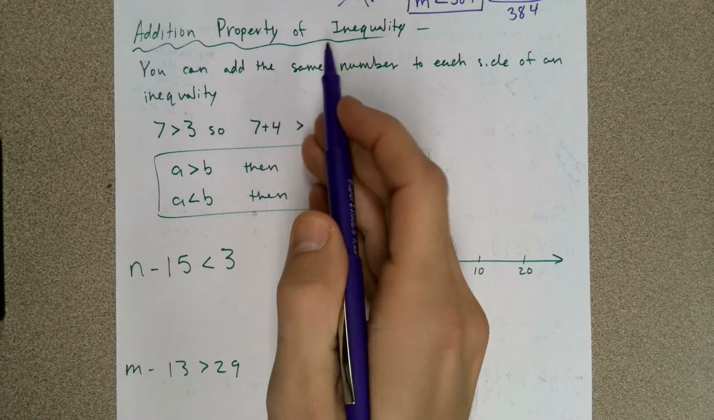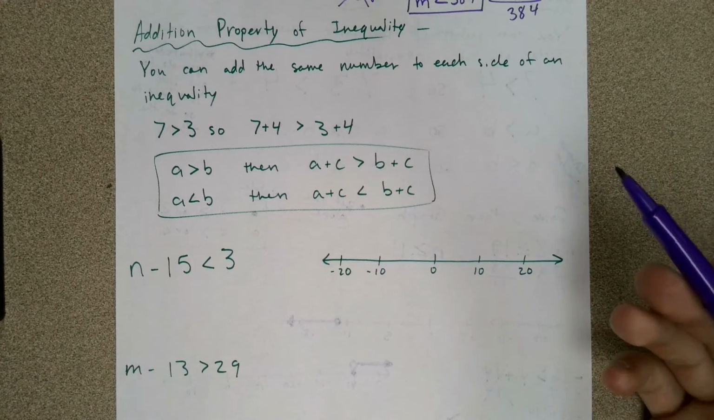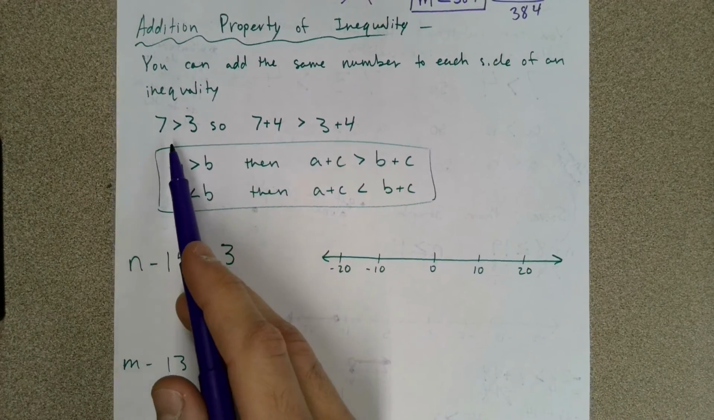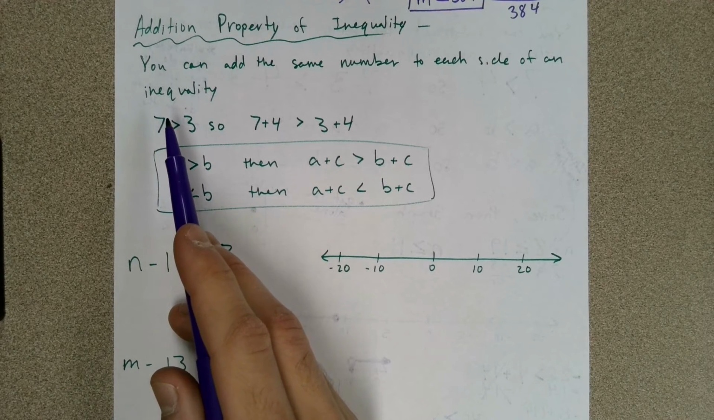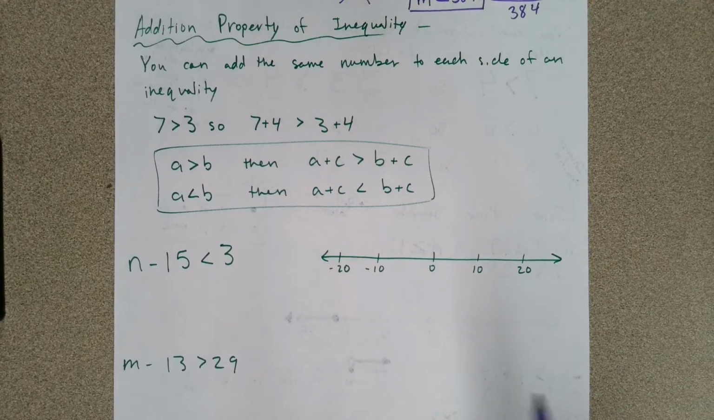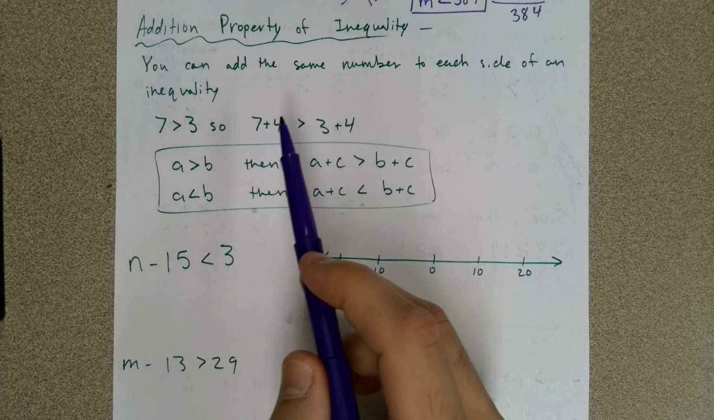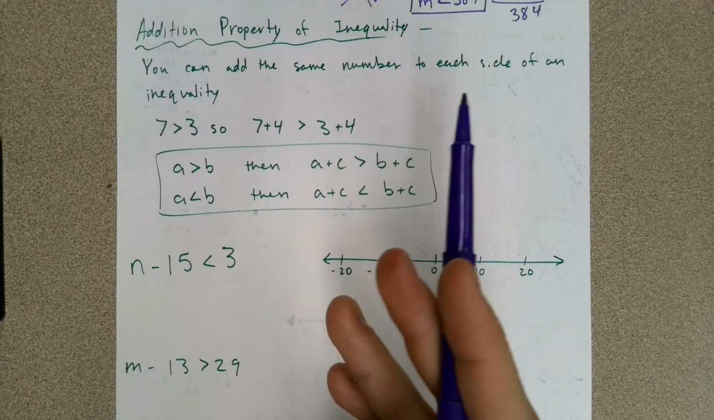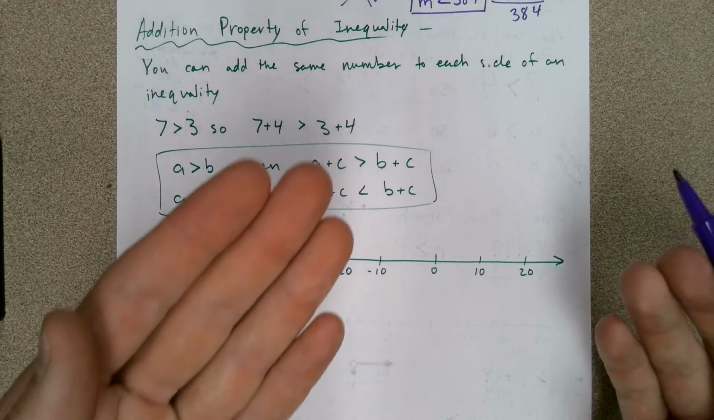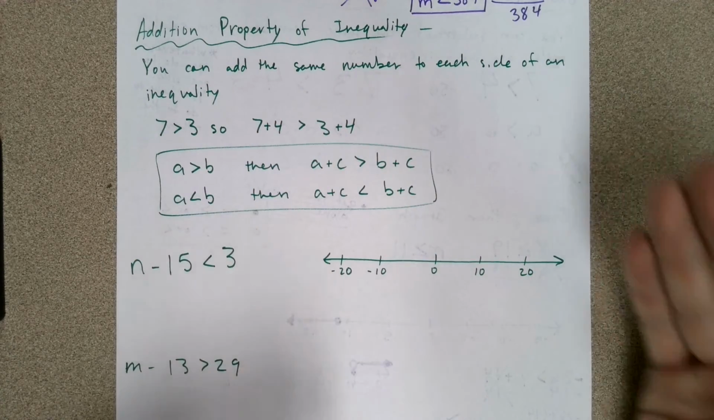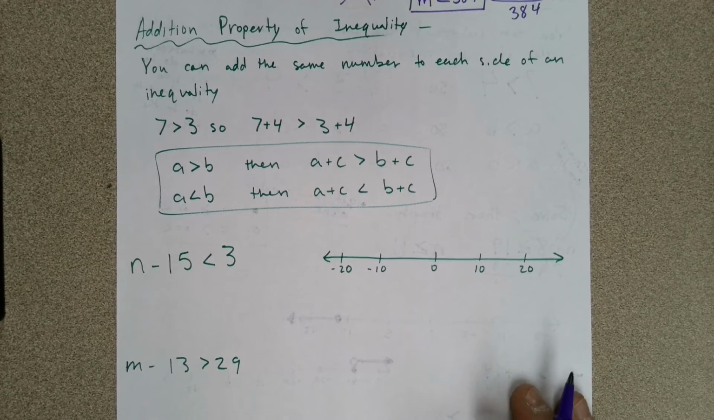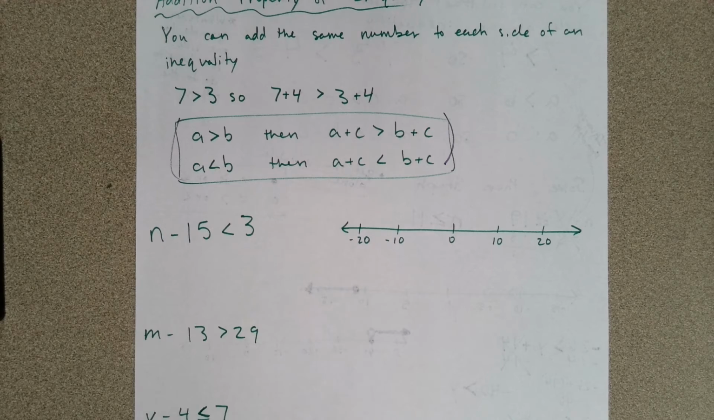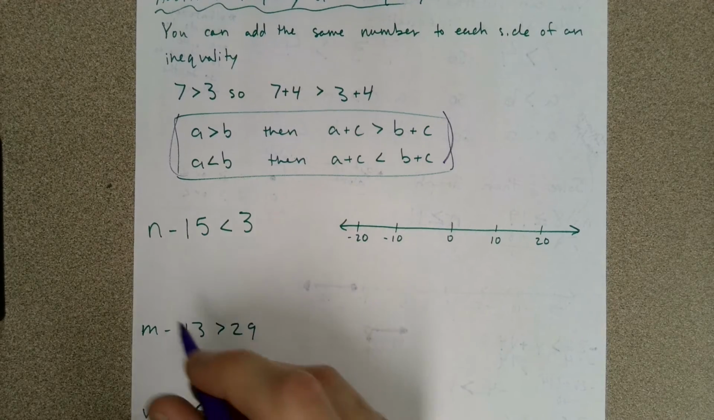Okay, on to the addition property of inequality. This is going to be very similar to what we just did. Very similar to what we talked about last week. We have 7 is greater than 3. So 7 plus 4 is greater than 3 plus 4. This is telling us that you can add the same number to each side of an inequality as long as you do it to one side and you do it to the other. That works out. Got these right here for you if you want those in your notes. Remember, you're welcome to use notes on tests and quizzes.